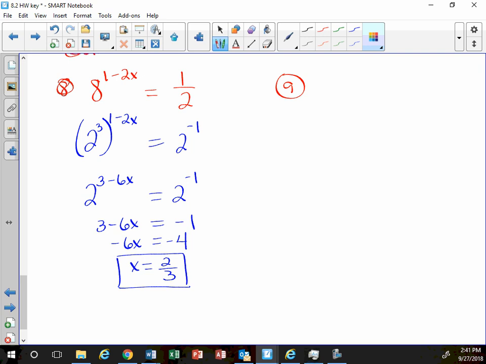If you actually plugged 2/3 in here and did 1 minus 2 times 2/3, you would get negative 1/3 as your exponent. Think about it. 8 to the negative 1/3 is a half, right? Yeah, does that make sense? Where does the 2 go on both sides? Okay, bases are the same, right? If they're the same, the exponents have to be equal, otherwise the equation's not true. Okay, let's try one more of those.